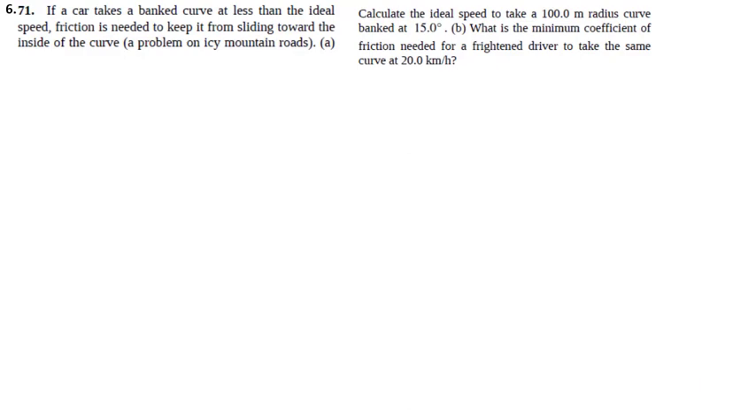Here we have OpenStax Chapter 6, number 71. The first part of the problem is similar to what we did in the lecture videos for a car that's turning on a banked road. And then the second part is a little bit different because we do need to include friction. So let's look at Part A.